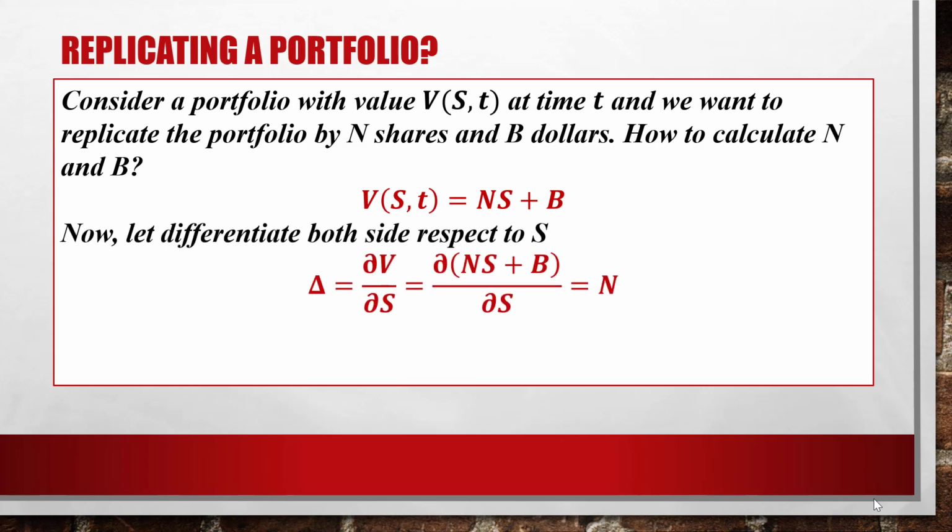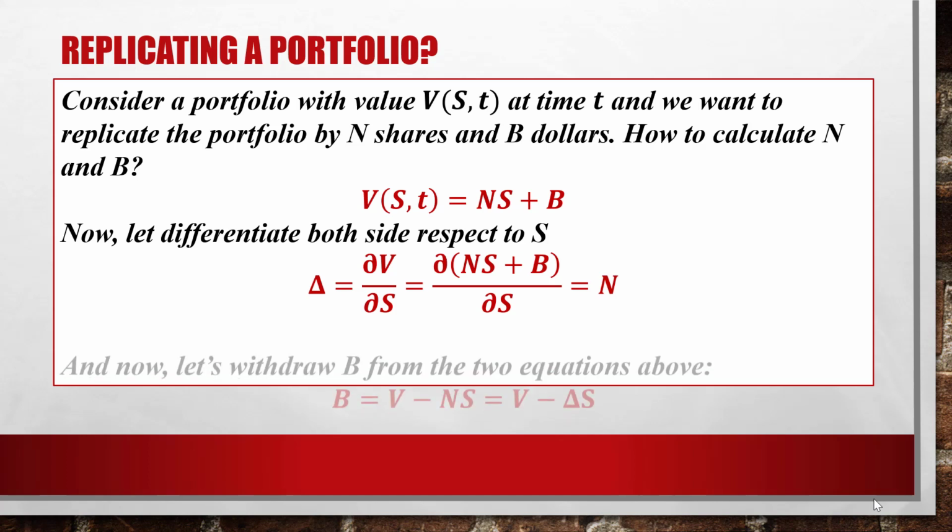So now let's differentiate both sides with respect to S. We get delta. Remember, dV over dS is delta from the last lesson. And when we differentiate NS plus B, we get N. So here, obviously, N is just delta. And using N, we can solve for B, right? Because S is given, V is given. So we can find B from this equation.